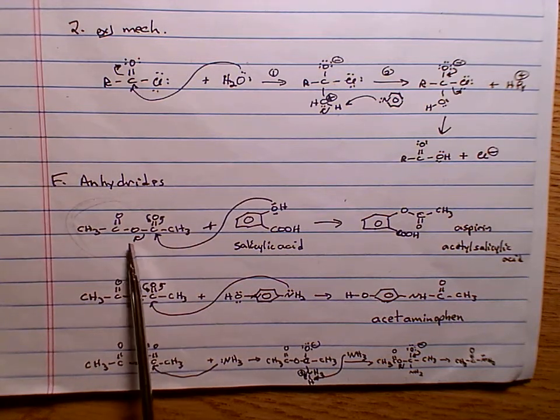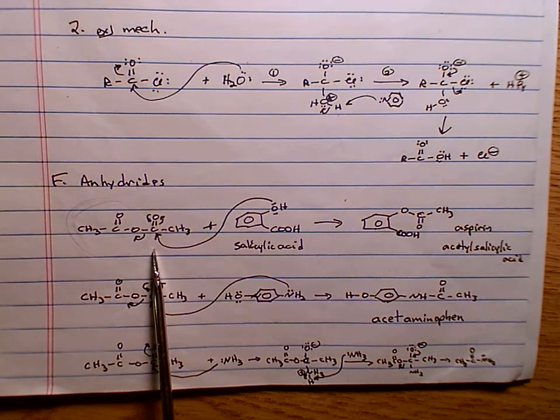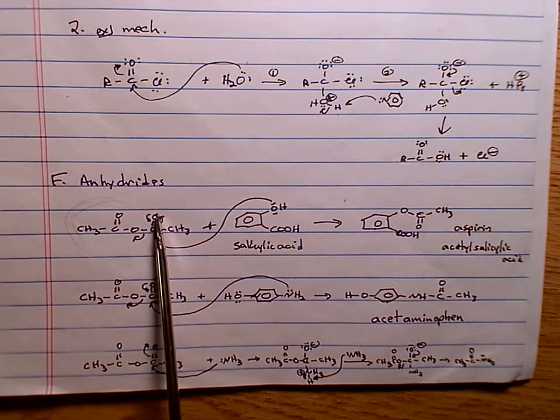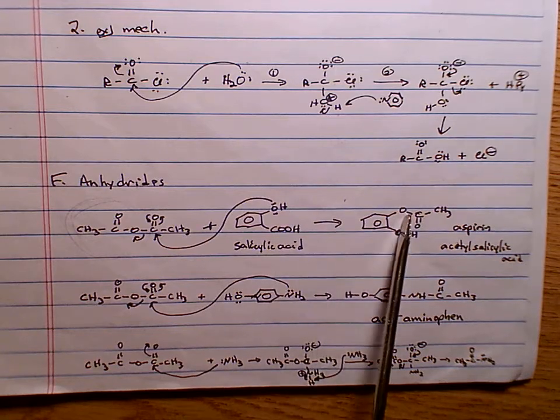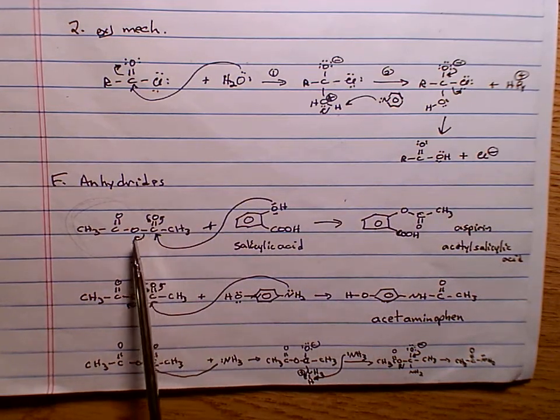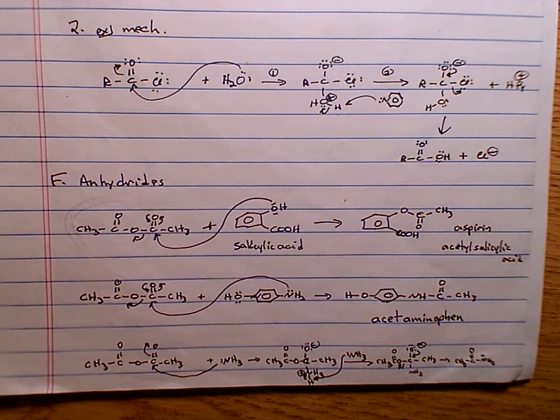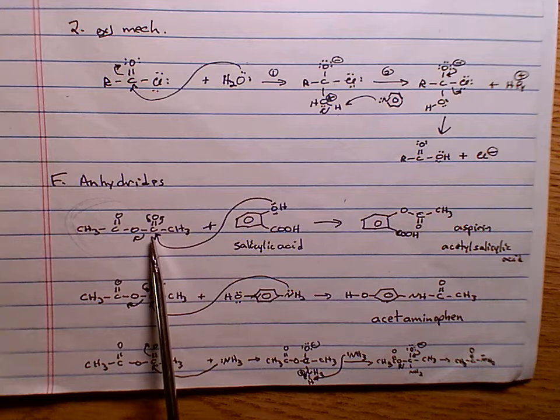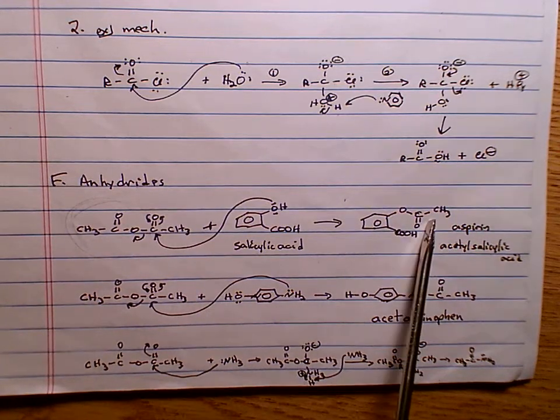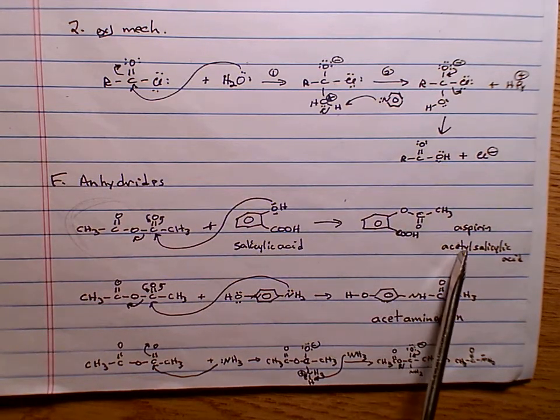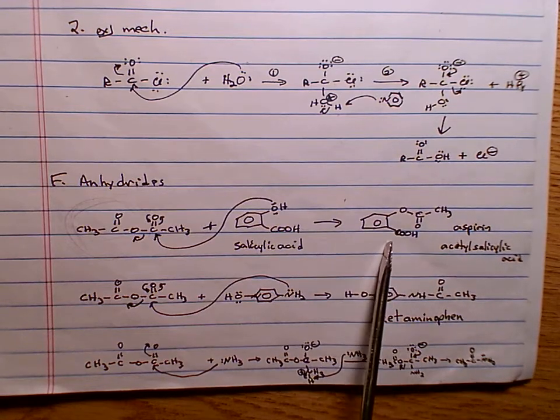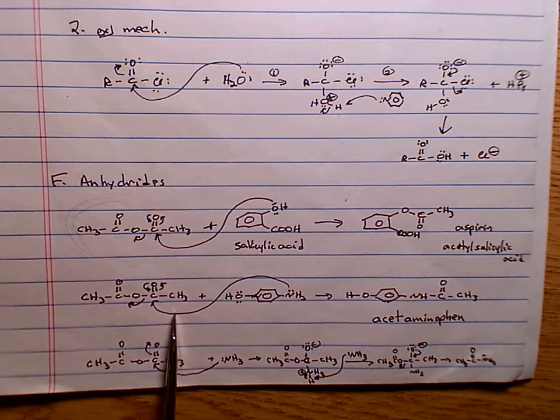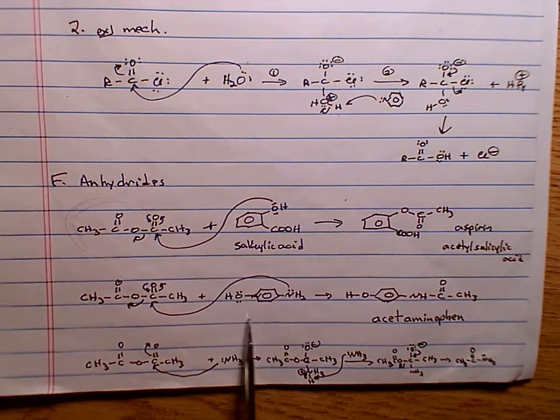Note, even though this is kind of drawn in one step, you have not leveled up, so you can do that. This is actually three steps here. First, this attacks and the pi bond breaks, then the deprotonation occurs, and then the pi bond reforms and kicks off this leaving group. Long story short, this oxygen no longer has this hydrogen on it. This oxygen has the carbonyl and the CH3 on it, and we get acetylsalicylic acid, or as you might call it, aspirin.